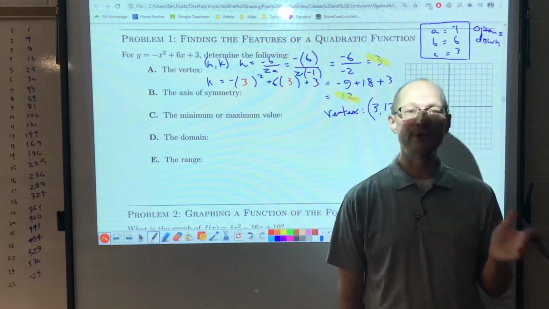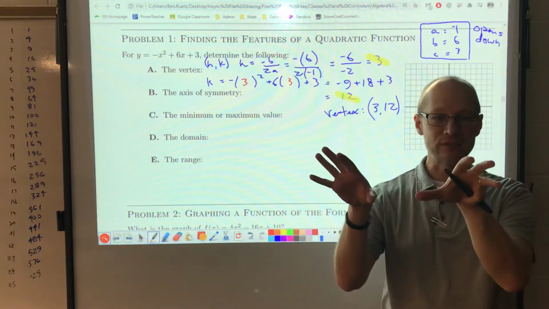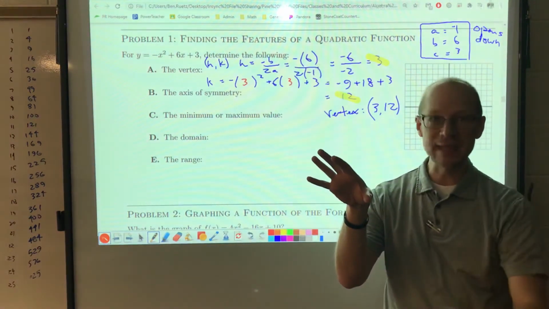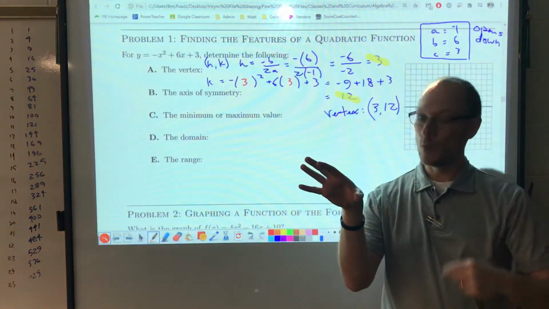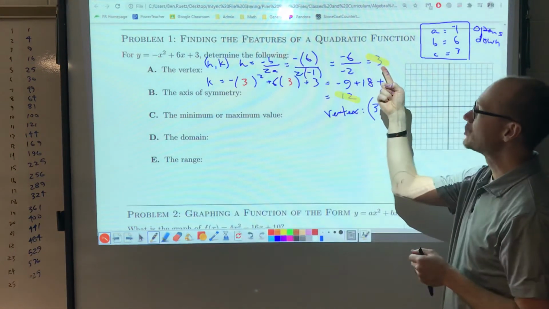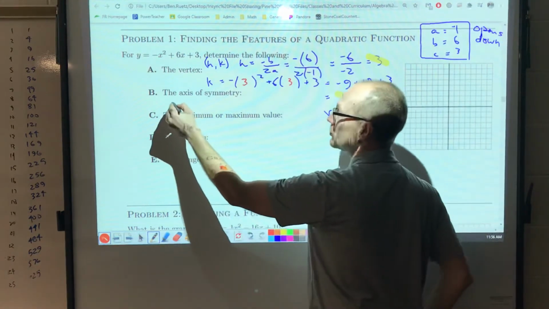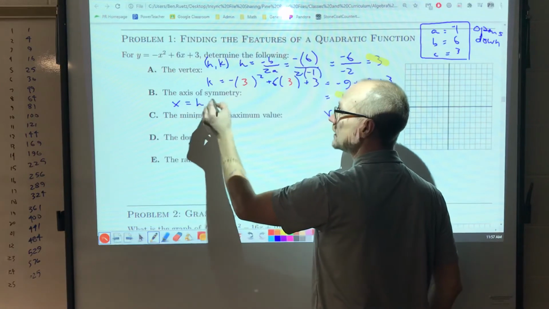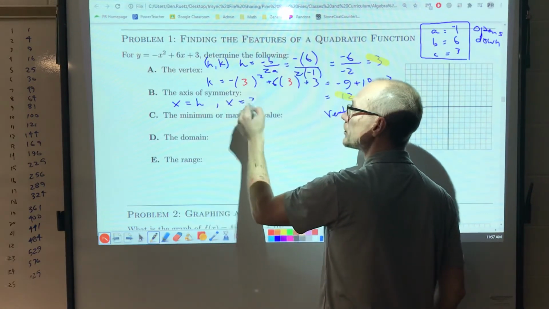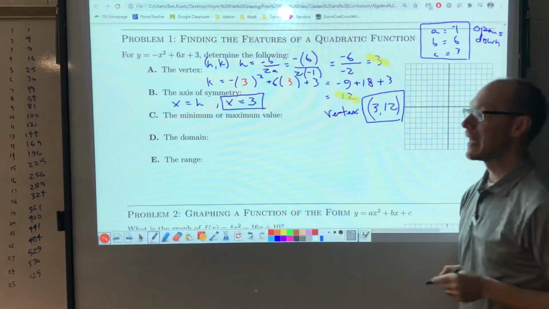Now, before with these other ones, didn't we do the axis of symmetry first? We did the x equals whatever the axis of symmetry is, and we knew that that value was the h. Now we have to work backwards. We know the h, we can create the axis of symmetry. If I know my h is 3, that means my axis of symmetry is x equals h, or x equals 3. So I know my vertex, I know my axis of symmetry.